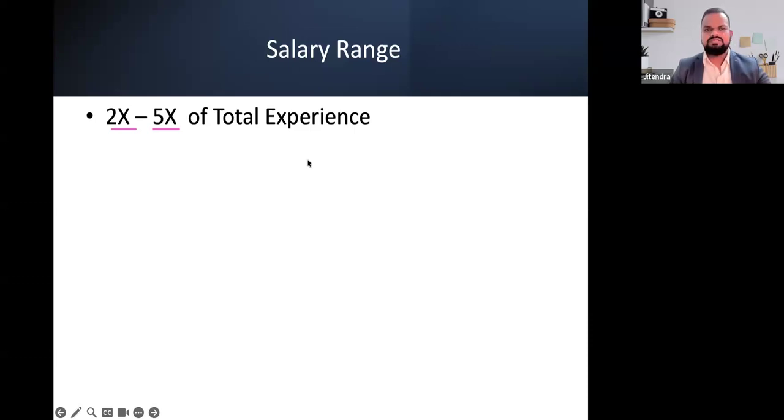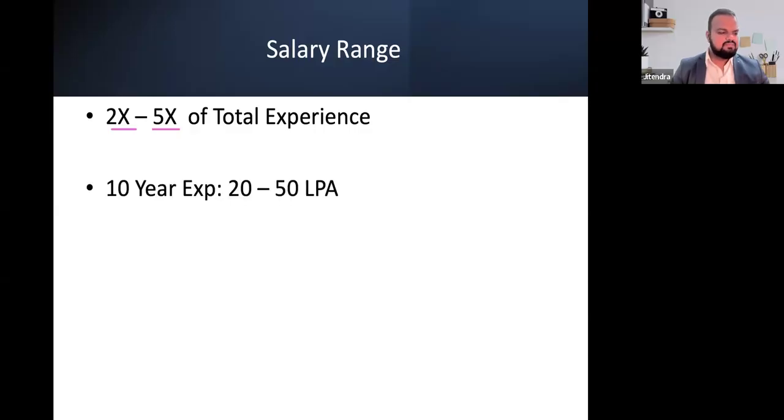Now, what exactly does 2x to 5x mean? A simple analogy: whatever experience you have. Let's say you have 10 years of experience and you are working as a PO, or you want to enter this. In this job role, you can expect something around 20 to 50 LPA.